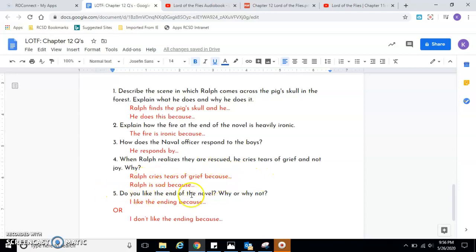5. Do you like the end of the novel? Why or why not? I like the ending because, or I don't like the ending because. So you're only doing one of those two sentences. I kept this short.